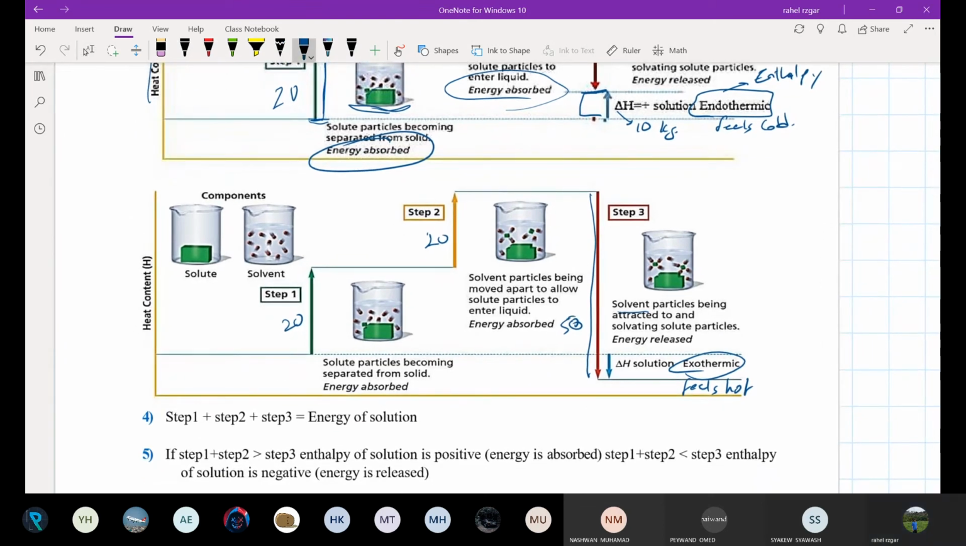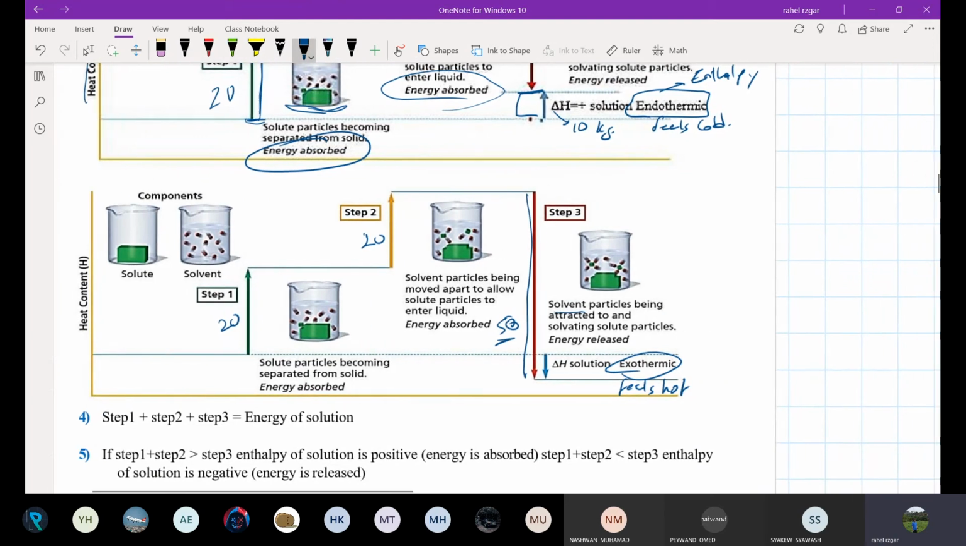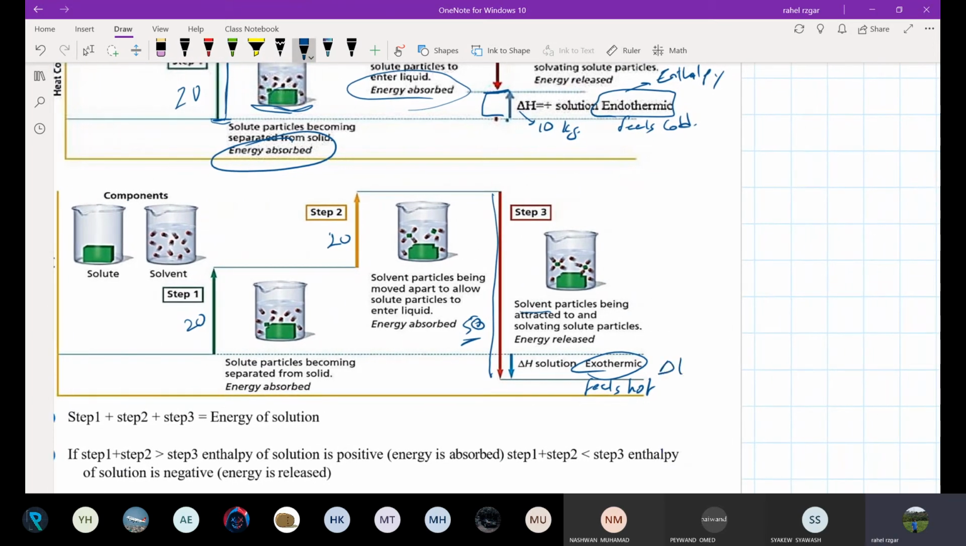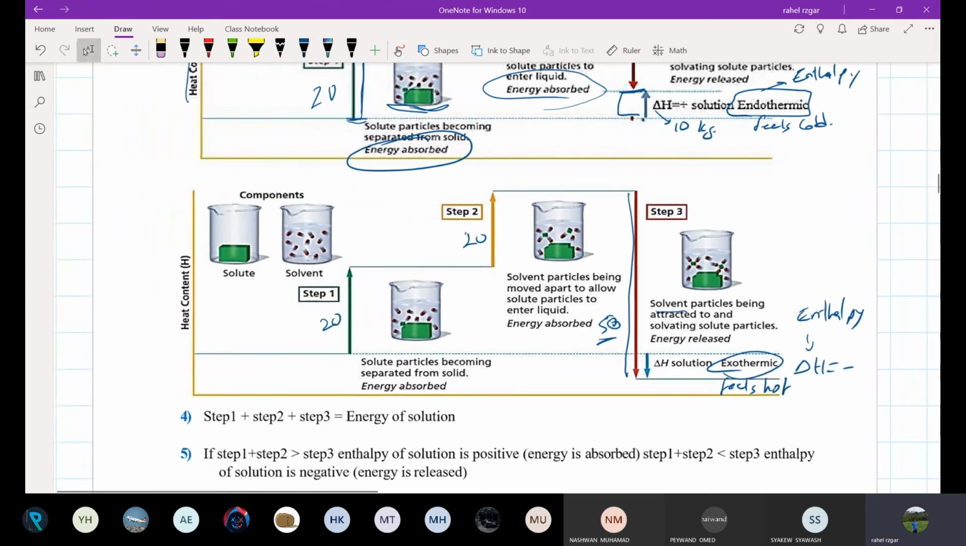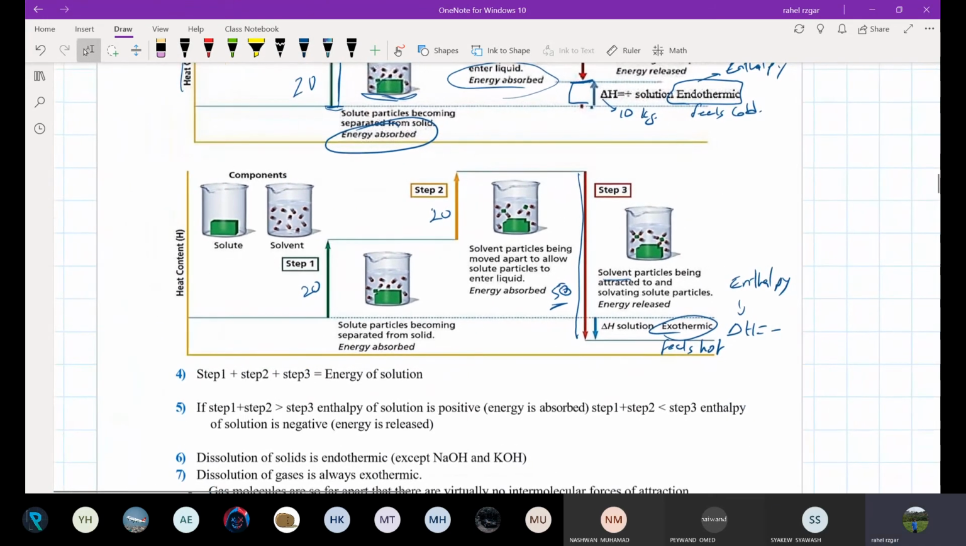Normally, we write exothermic as negative. So delta H here, let's write this down as well. Delta H is the change in enthalpy. It is negative. Enthalpy, all right? How do we find enthalpy? How did we find that? By calculating all the steps.